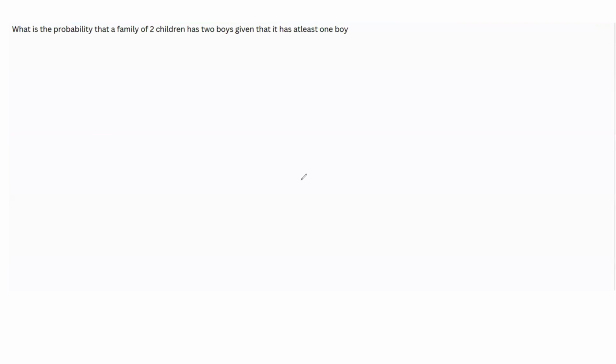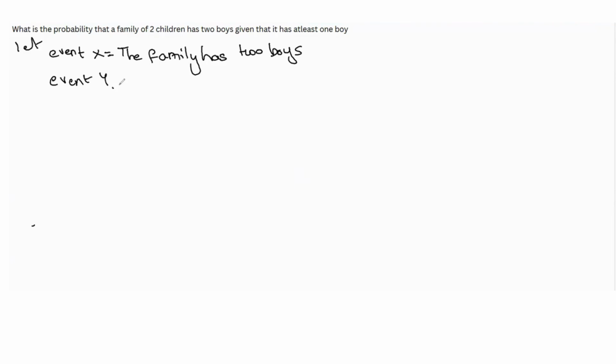We want to look at this question related to conditional probability. We're told to find the probability that the family of two children has two boys, given that it has at least one. So let's first define our events. Let event X be the family has two boys, and let event Y be the family has at least one boy.